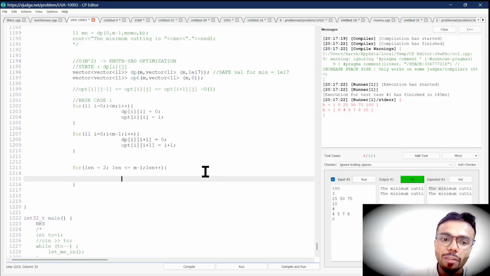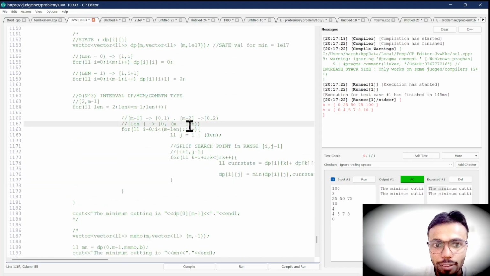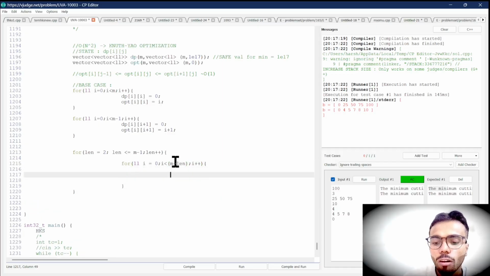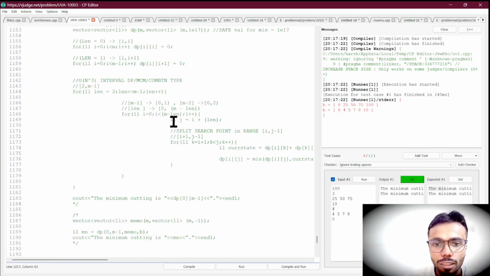Now we iterate over all possible starting indices that we already found when we calculated this. That is 0 to m minus length, where m minus length is not included. So i lesser than m minus length and i plus plus. Now, what is the other end of the interval? That is nothing but i plus length. We already calculated it earlier, right?